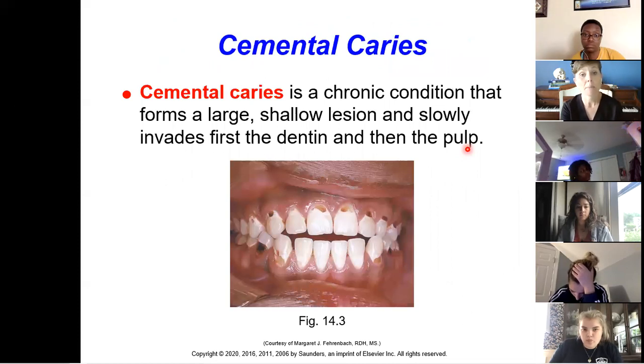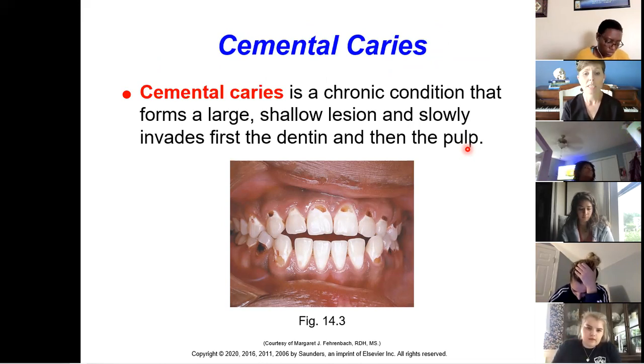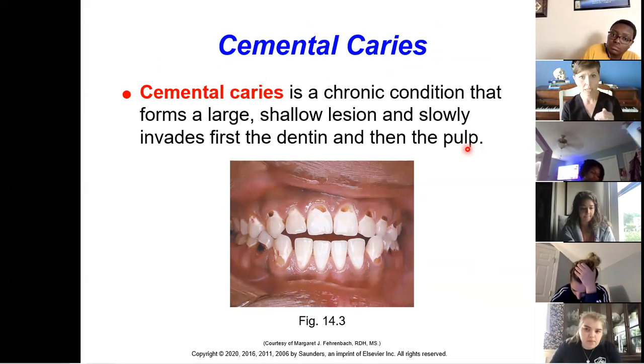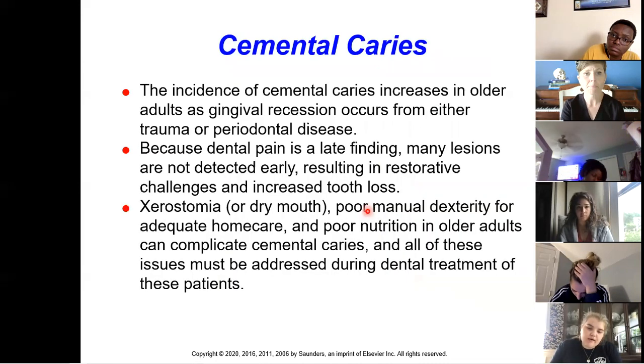All right, cemental caries. This is a chronic condition that forms a large, shallow lesion that slowly invades first the dentin and then the pulp. So these look more like class 5 caries, not your cervical caries. Cervical caries usually are right past the CEJ, whereas I feel like this is not all the way past the CEJ, but it's up near the gum line like that. So, cemental caries, I feel like these could also be called root caries.